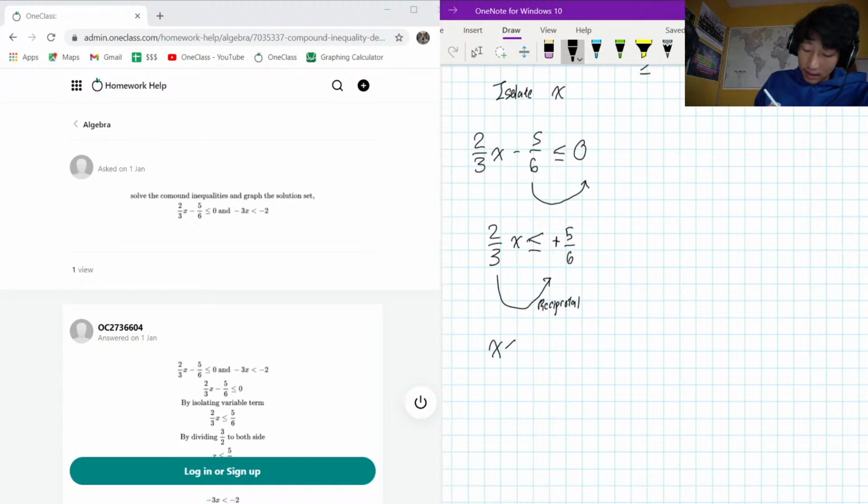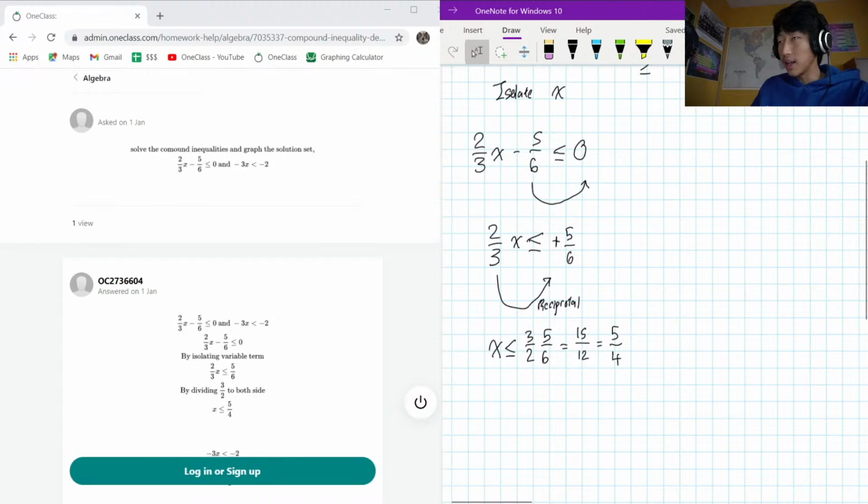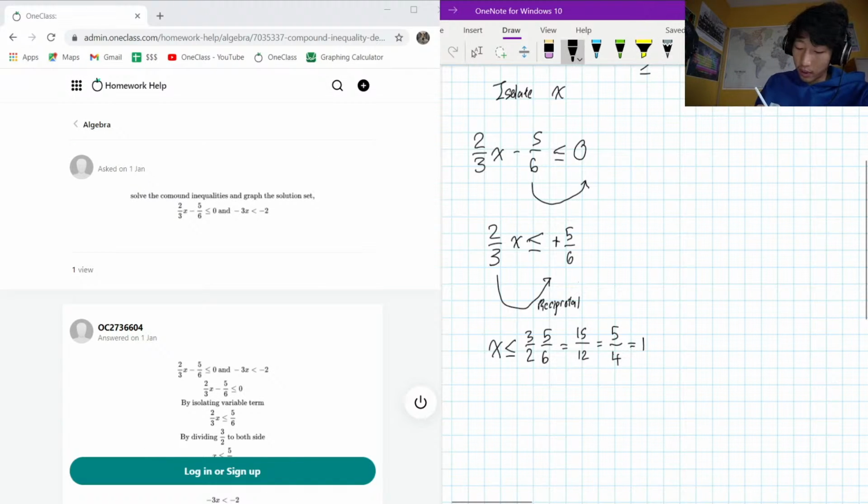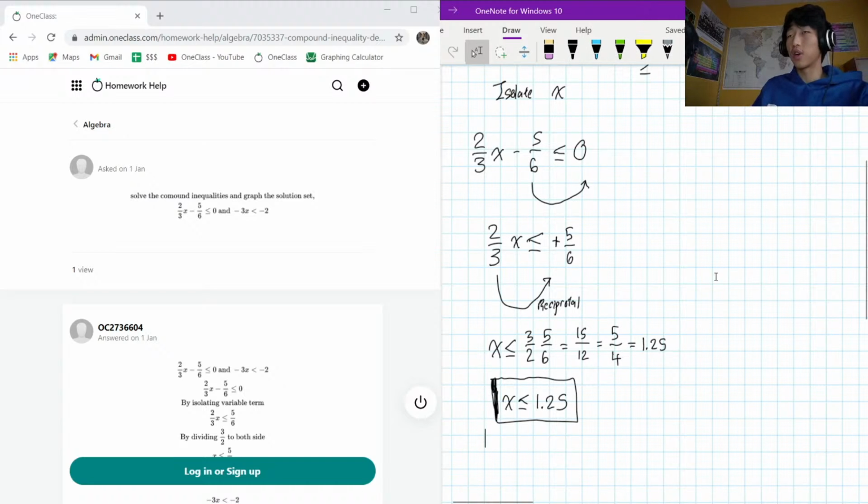So it'll be x less than or equal to 3/2 times 5/6, which is equal to 15/12. We'll divide the top by 3, divide the bottom by 3, and that gets 5/4. Right? Exactly, 5/4. Another way that we can write this is 1.25. So x has to be less than or equal to 1.25. That is one of our conditions of inequality. Okay, so that's the first one.